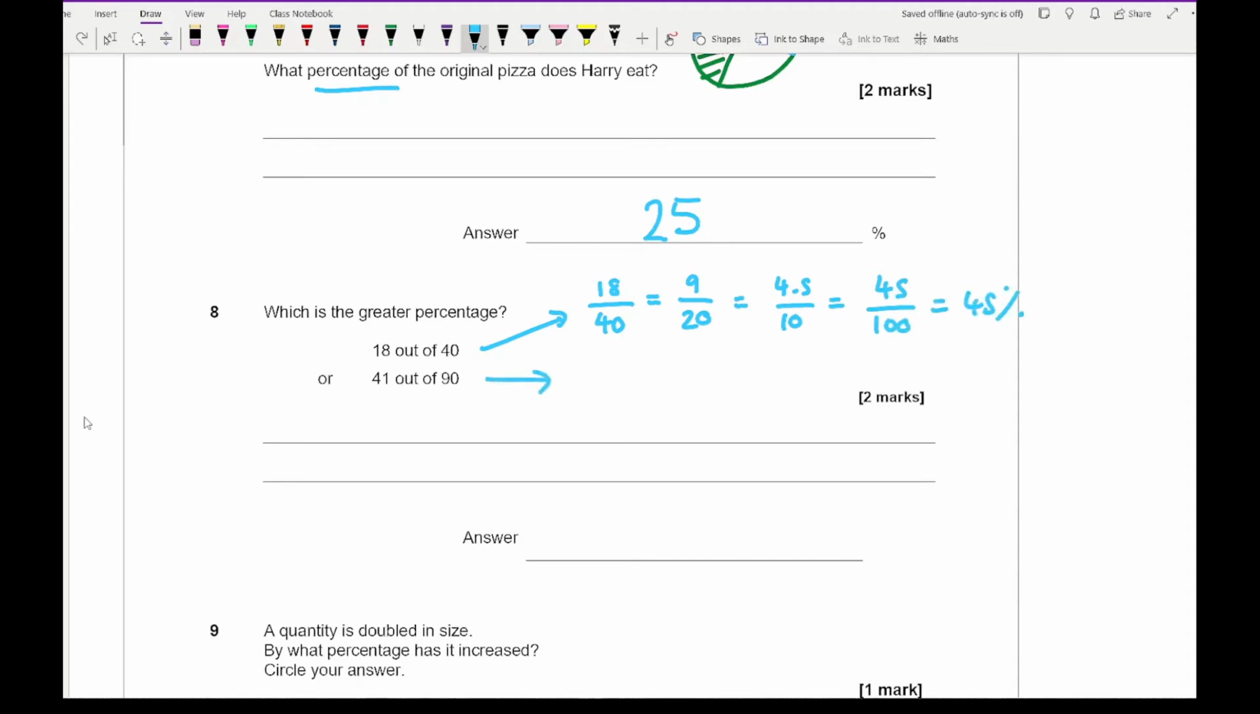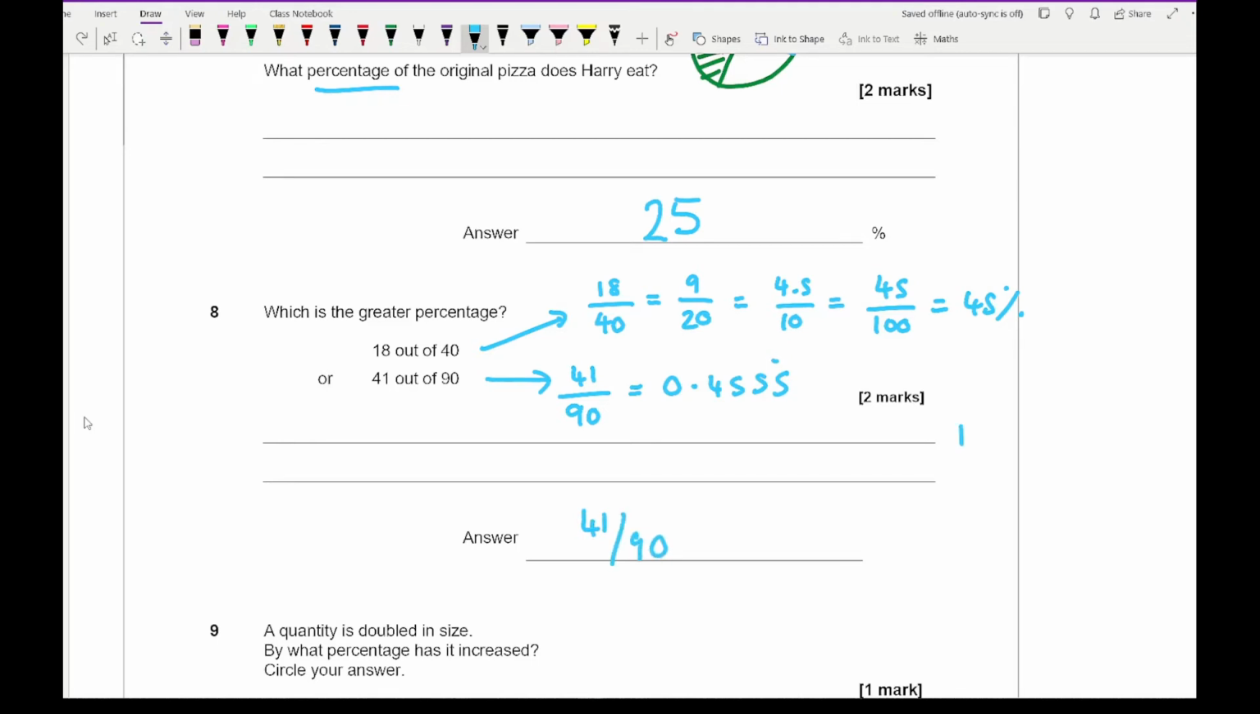Then with 41 over 90, again, we're going to find it really difficult to simplify this. So you could use long division. You could try and simplify it by dividing both numbers by 9. But again, it's entirely up to you how you go about working this answer. So 41 divided by 90 should give us an answer of 0.4555 recurring. So which of these is greater? Well, it's going to be 41 over 90.